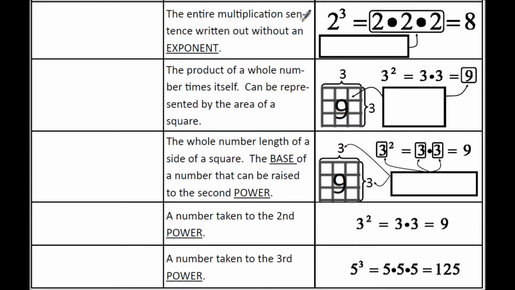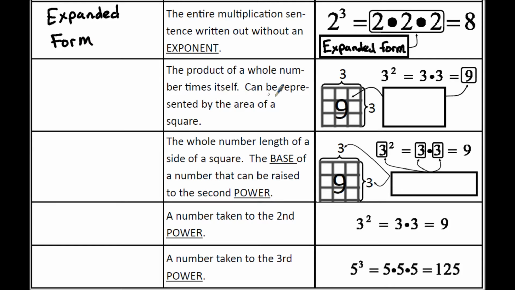Expanded form is the entire multiplication sentence written out without an exponent. So we are going to expand this 2 and keep writing that 2. And this is going to be in expanded form. So we look at the base to see what number we are going to expand, and we expand it the number of times that's designated by our exponent.